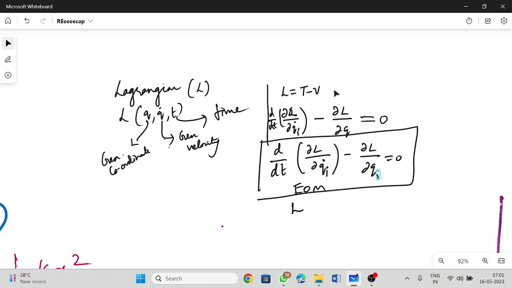So once you know the kinetic energy and potential energy of the system, even though you don't have an initial condition for the system, you are able to write the equations of motion with the help of the Euler-Lagrange equation. So that's what the idea is.